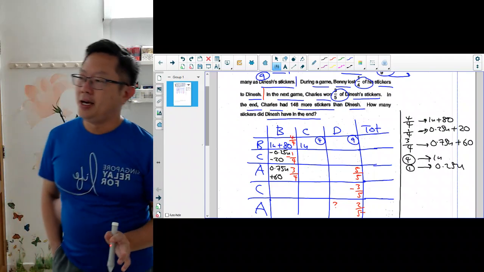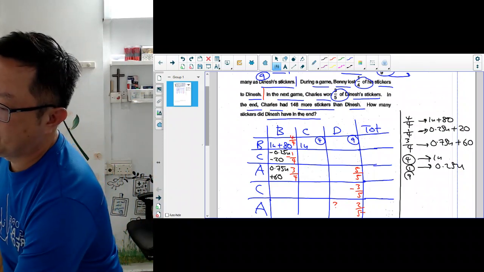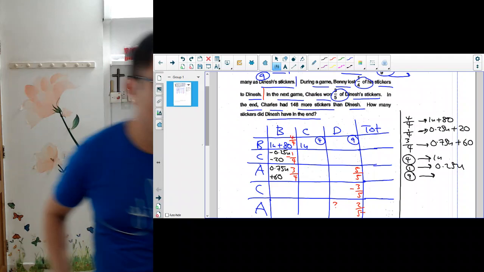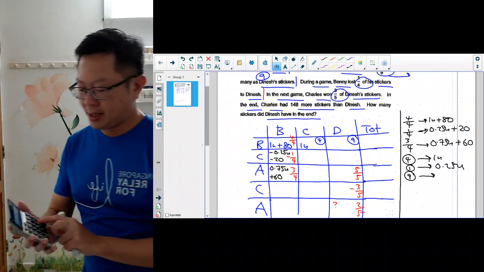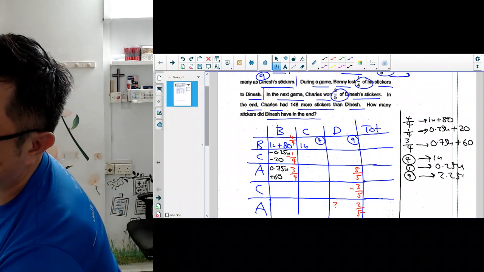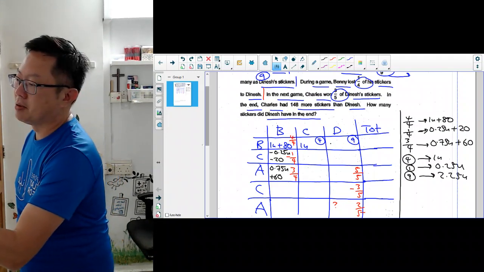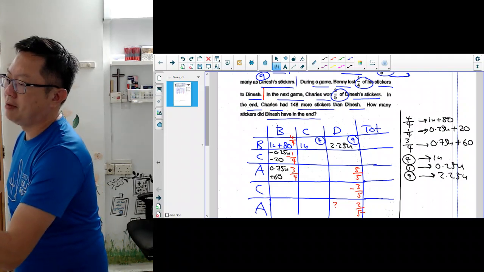Okay, and Dinesh has 9 times. So 9 times will be 0.25 times 9. So 0.25 times 9, you will get 2.25 units. So Dinesh must have how many? Dinesh must have 9 times, which is 2.25 units.